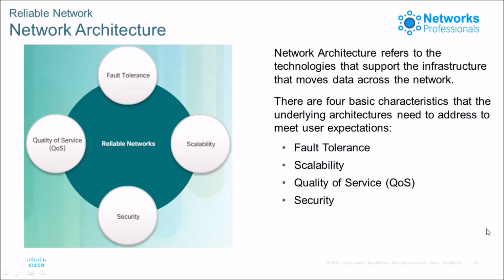In this context, reliability means more than your connection to the internet. This topic focuses on four aspects of network reliability. There are four basic characteristics that the underlying architecture needs to address to meet users' expectations. Those are fault tolerance, scalability, quality of service, and security.